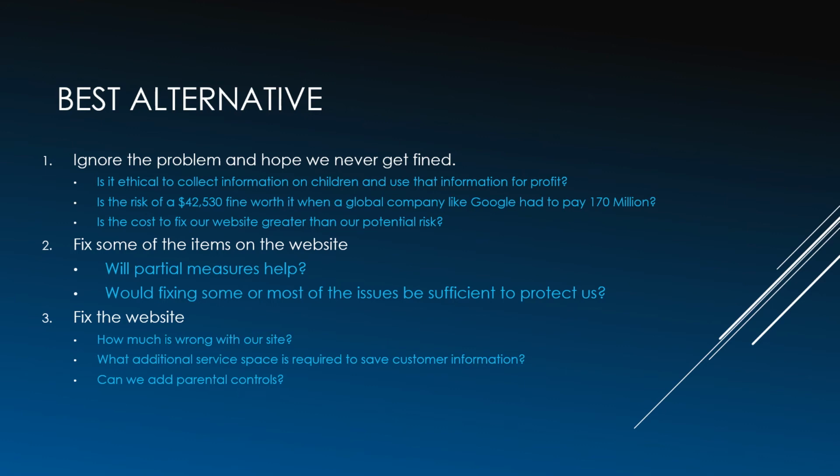The third and final option was to fix the website entirely. How much is wrong with our site? We have to figure out. We also have to figure out what additional service space would be required if we have to save customer information on the various children who access our accounts. We also need to add in parental controls. Adding in these parental controls could be a possible solution to children accessing our website that aren't supposed to be.